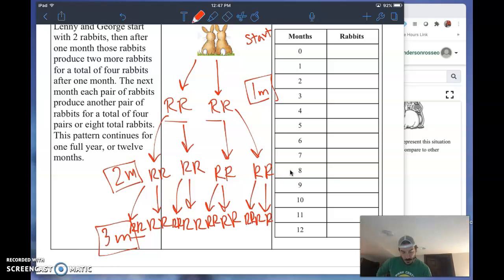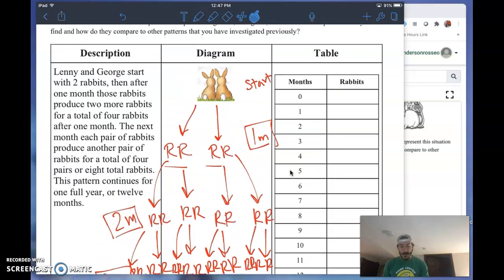Okay, so let's see, 1, 2, 3, 4, 5, 6, 7. There's 8 pairs of rabbits or 16 total rabbits. And if I was trying to continue this for a 4th month, you can see real quick that I would have some difficulties. So with a pictograph diagram, it's not really any better for me than the description in the long run, but it does help me see the pattern.